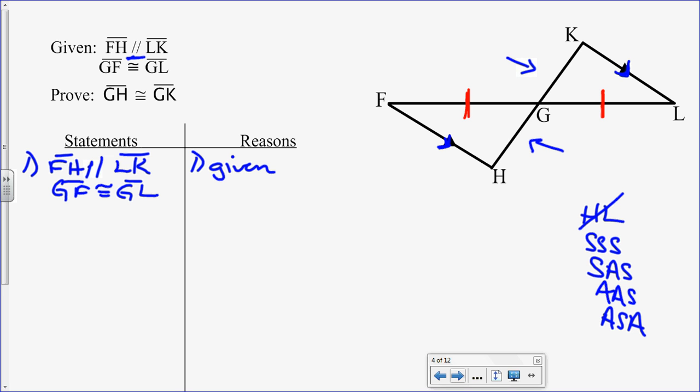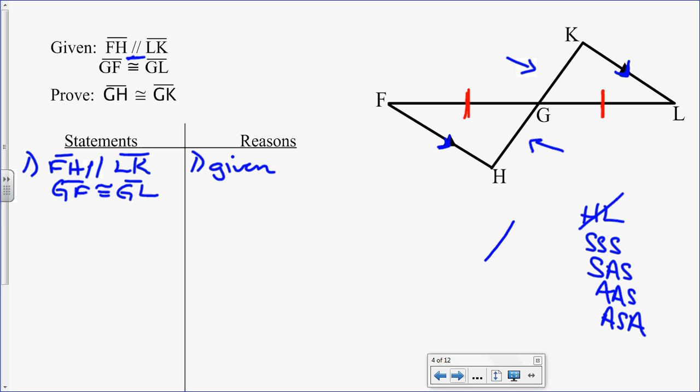So, what's the next step? Got to figure out which one of those it is, right? In order to prove triangles congruent, since we can't use HL, we have to get 3 parts congruent to 3 parts. Right now we have just one. We have a side congruent to a side. So the next thing to think of is, can I find any vertical angles and can I find any sides that are shared by both?